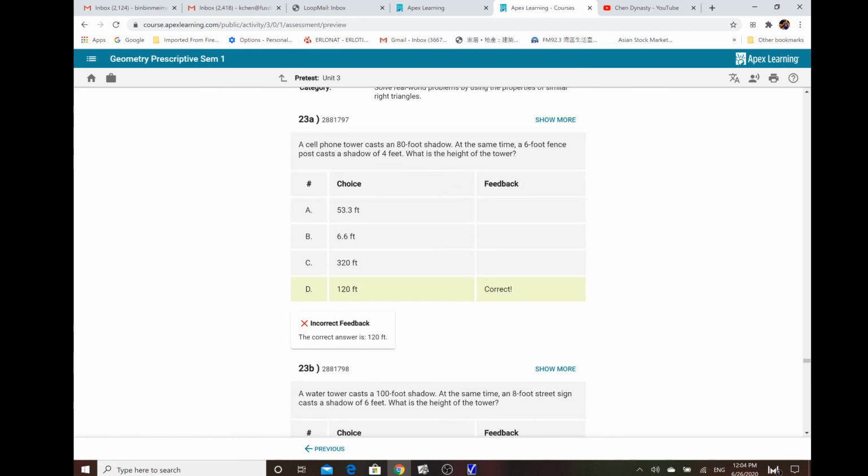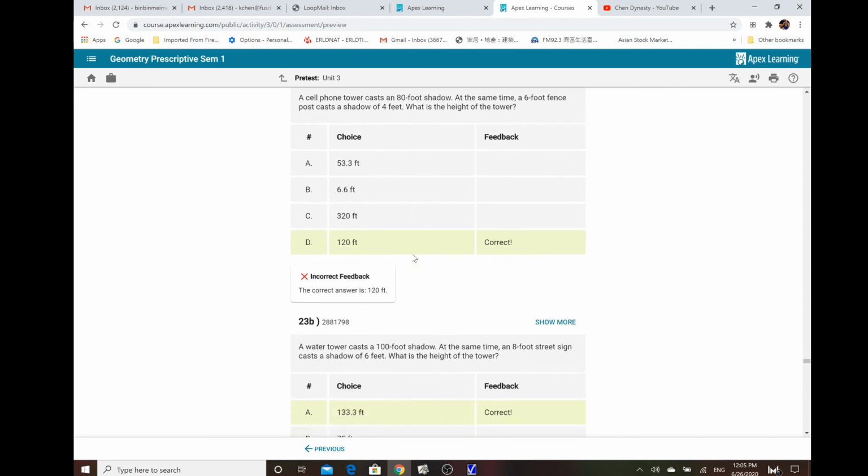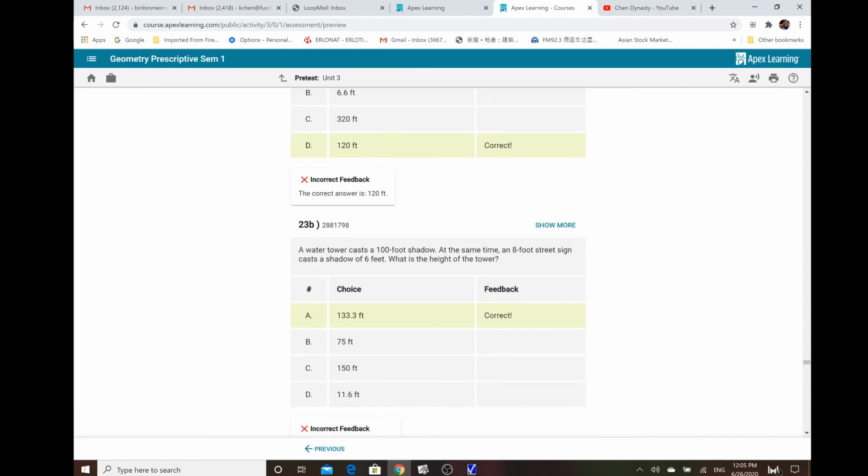Now a word problem. This one you can always set up the diagram and then try to solve for the missing segments. Okay, a cell phone tower casts an 80-foot shadow at the same time that a 6-foot fence post casts a shadow of 4 feet. So what's the height of the tower? Basically this one is just about the comparison of the triangles. So we can always set up the triangle here and try to come up with the missing segments.